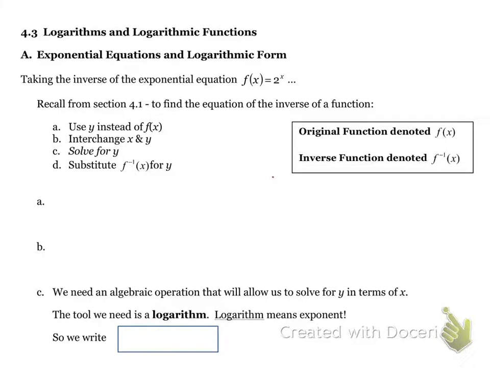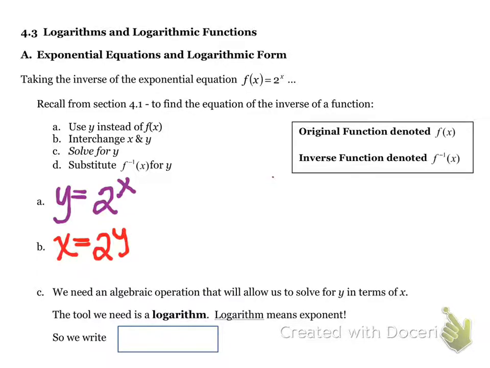Logs and log functions. When we take the inverse of an exponential equation, it becomes a logarithmic equation. If we follow steps A, B, C, and D, we're going to notice that it becomes a log. It says use y instead of f of x. So we have y equals 2^x. Then interchange x and y. So we have x equals 2^y.